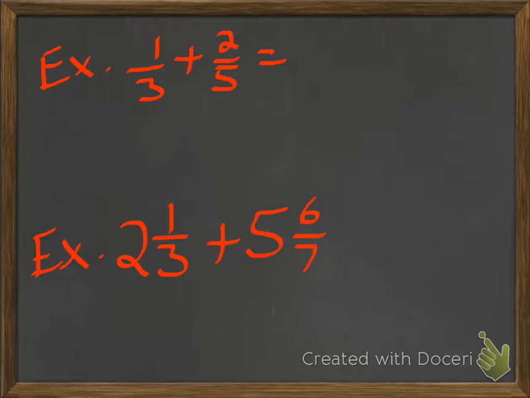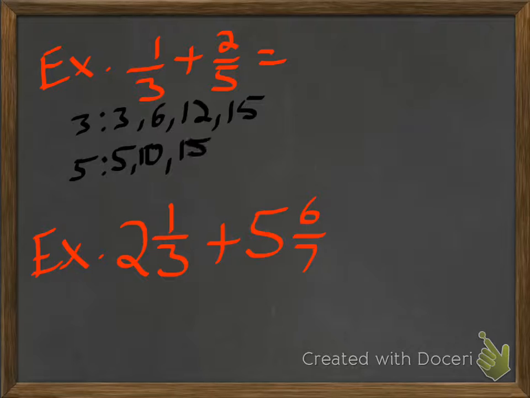So let's check it out. These are already proper fractions, so we don't have to worry about changing them. But we have to find a least common denominator. So we have 3 and 5. 3 times 1 is 3. 3 times 2 is 6. 3 times 4, 12. 3 times 5 is 15. I'm going to stop there. 5 times 1 is 5. 5 times 2 is 10. 5 times 3 is 15. So my least common denominator is going to be 15. So that's what I'm going to use. 15 is my denominator.